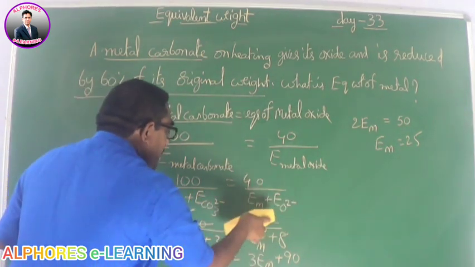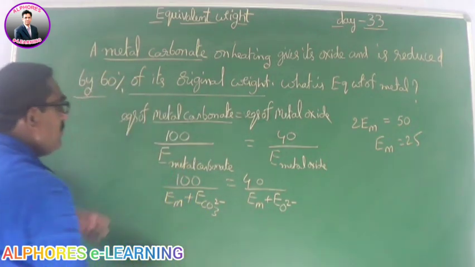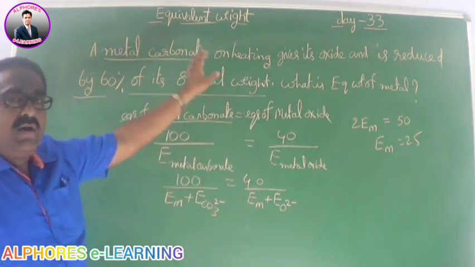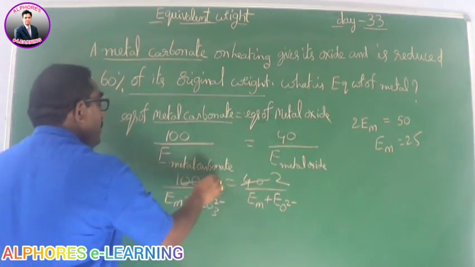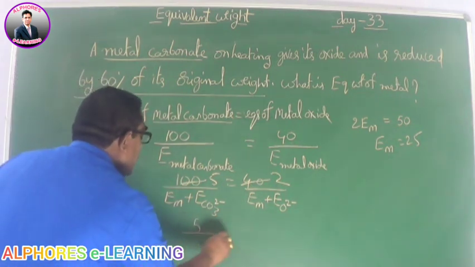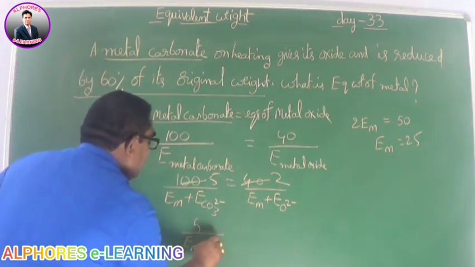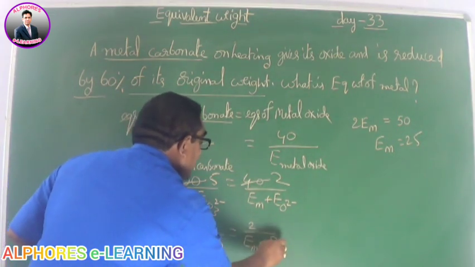Please just try to follow, students. Here I will write once again. Please concentrate up to here as usual, normal procedure. Here 2 20s, 5 20s. Okay. 5 by equivalent weight of metal plus 30 is equal to 2 by equivalent weight of metal plus 8.